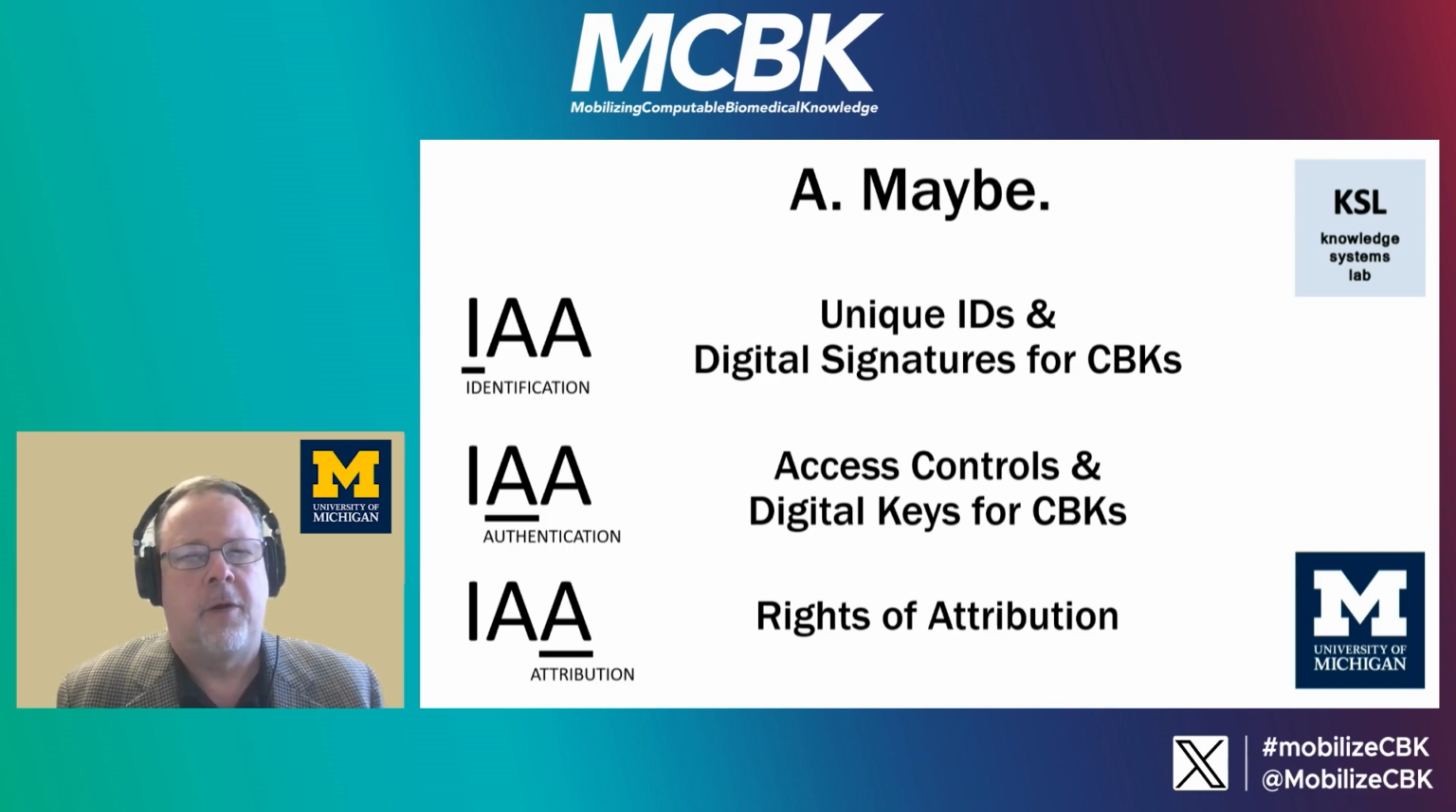For example, we use the IAA idea here of identification, authentication, and attribution to focus first on giving CBK artifacts unique IDs and digital signatures. Second, to think about access controls and digital keys that would ultimately support payment. And third, to think about rights of attribution and what it means to use someone else's code to compute something of use in biomedical research or in care, and then give sufficient credit for the capability to do that computation.